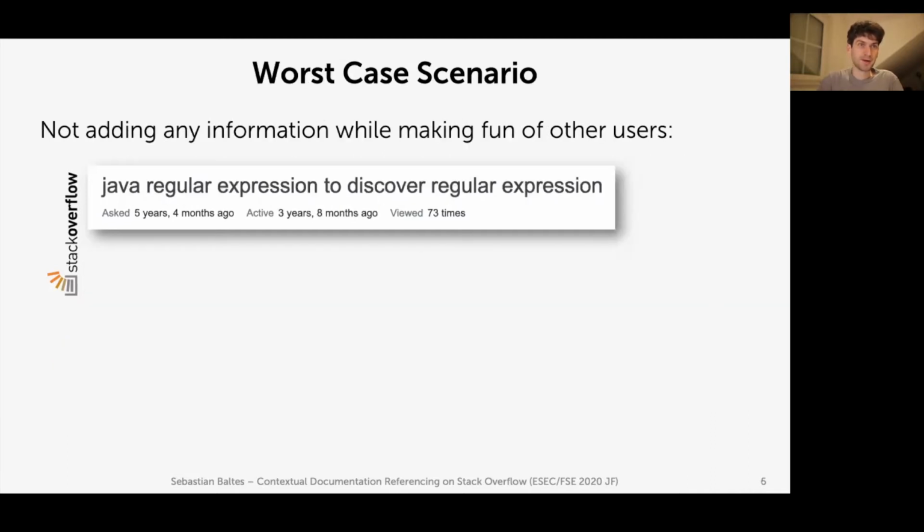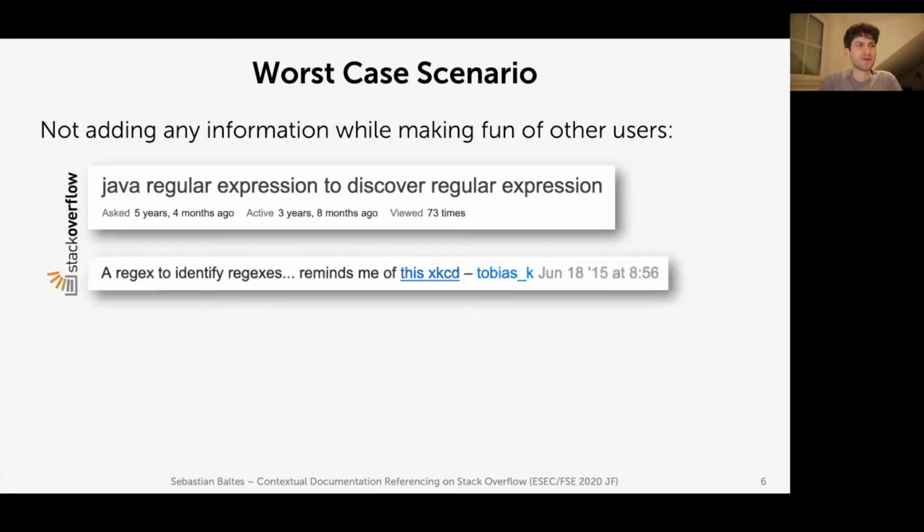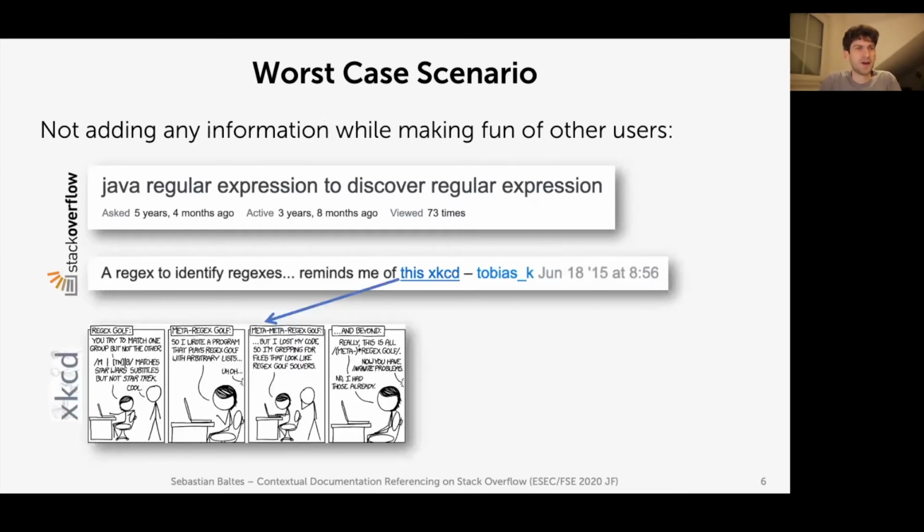In the worst case scenario, or one of the worst case scenarios, a user might not add any information at all, while even making fun of the person asking the question. Like in this question, which is also about regular expressions in Java. One user commented that this particular question reminds them of a certain XKCD comic they know. This certainly does not add information to the thread and is not helping the person asking the question or readers of the thread. So this is maybe kind of a discouraged usage of links on Stack Overflow.